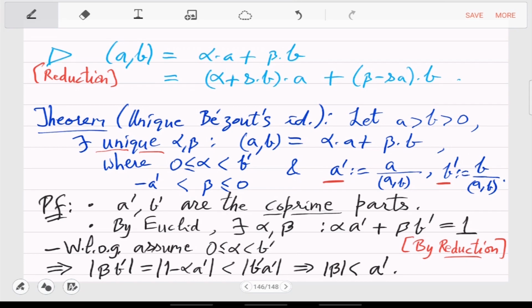So now the existence part is complete. We have shown that there is alpha and beta such that alpha is small in magnitude, beta is small in magnitude, and the Bezout relation holds. Right? So the only thing that remains is uniqueness. Why is it unique?